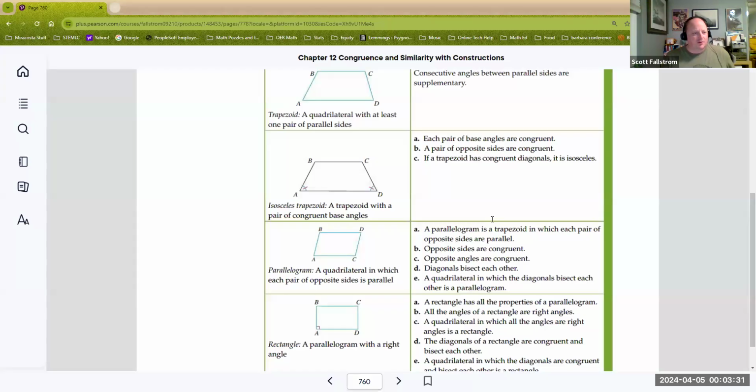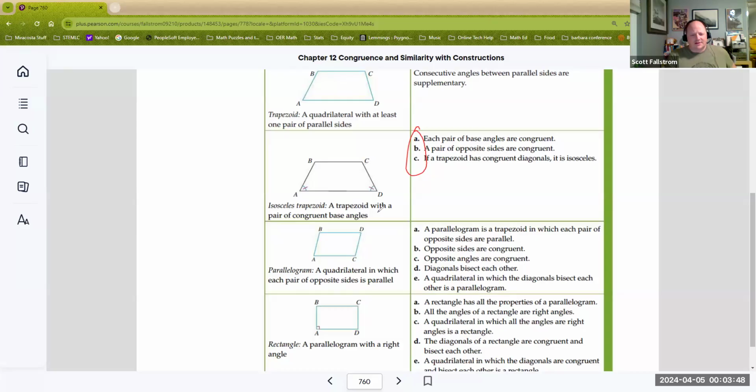Hello, students. Had a couple questions come in about isosceles trapezoids. And so I wanted to go ahead and deal with those. They were really asking about these three pieces here. So we might as well.